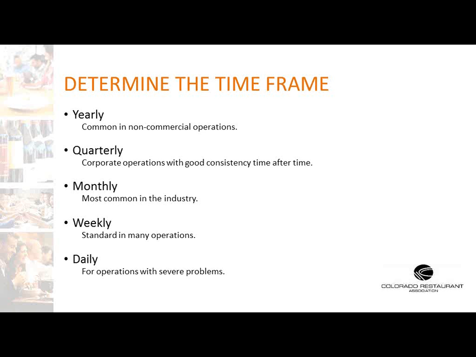So yearly is typically what we'll see in a non-commercial environment. Quarterly depends on the operation, but that would be every 3 months. That would typically be done for an operation that has been running a consistent food cost positively for a period of time, as it says here, corporate operations with good consistency, time after time. Monthly is probably the most common, and typically we're going to see inventory align with the first day of the month or the last day of the month.